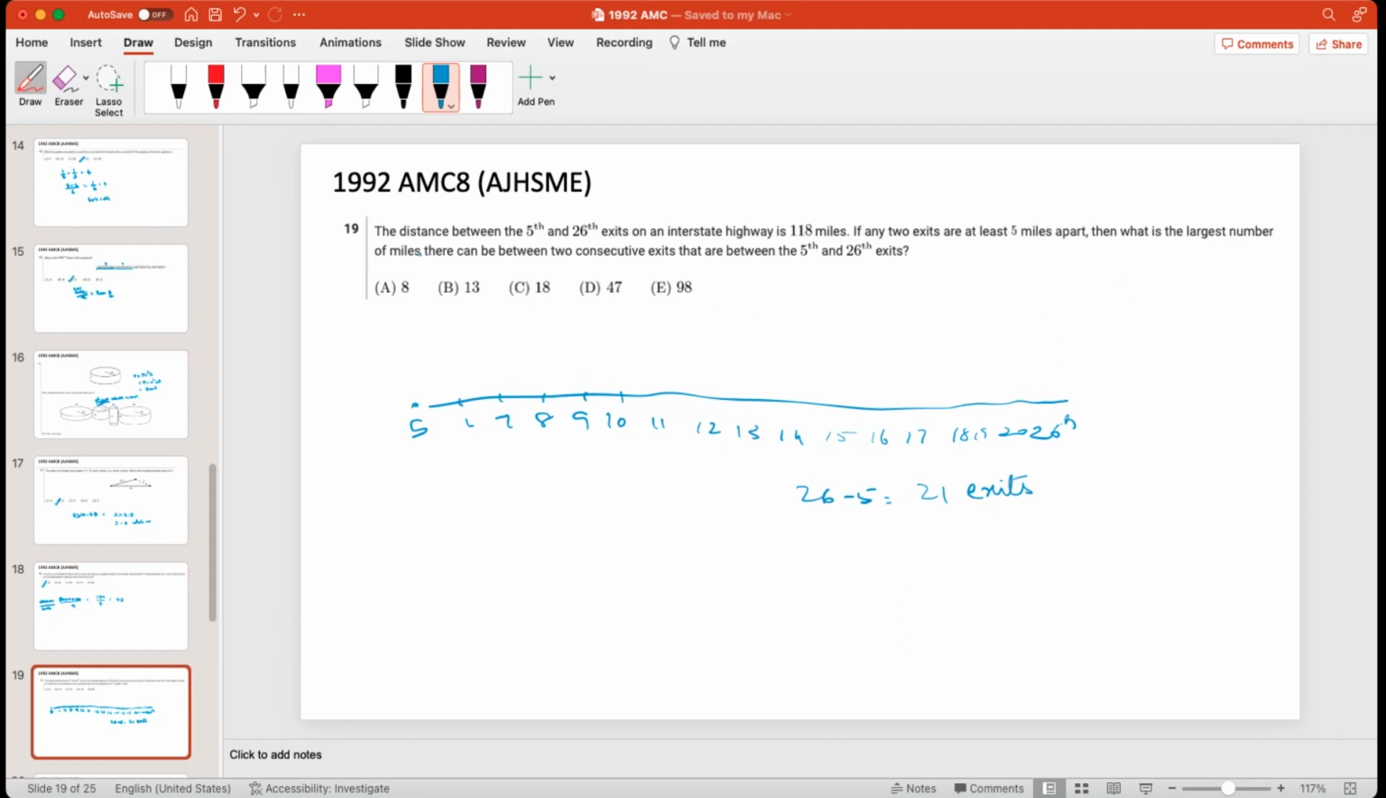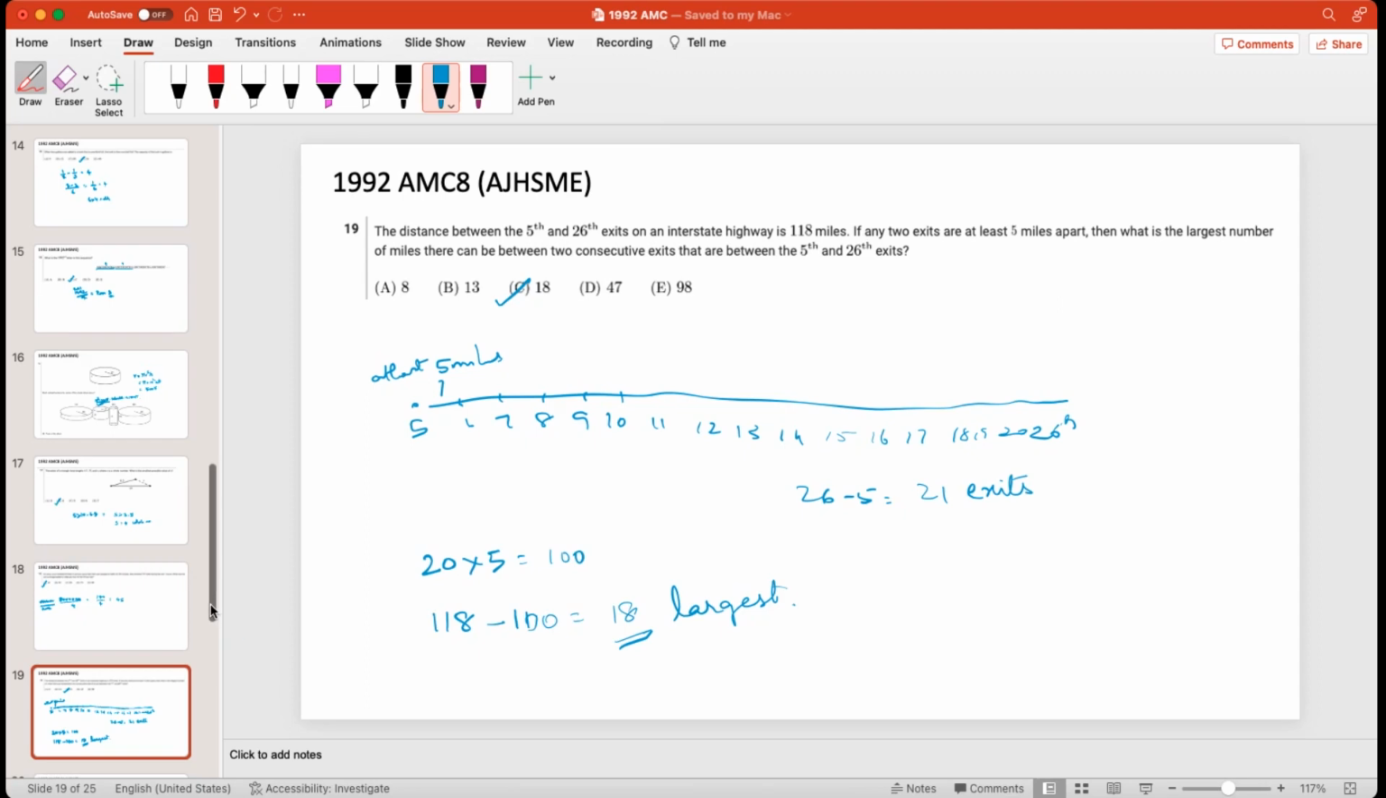What is the largest number of miles there can be between two consecutive exits? The exits are at least 5 miles apart. So each of these is at least 5 miles. Okay. So now out of 21, at least 20 should be 5 miles. Then only the 21st will become the largest, right? So this is 100. So basically 118 total minus 100 will give you 18. So this is the largest between two exits. So just C.